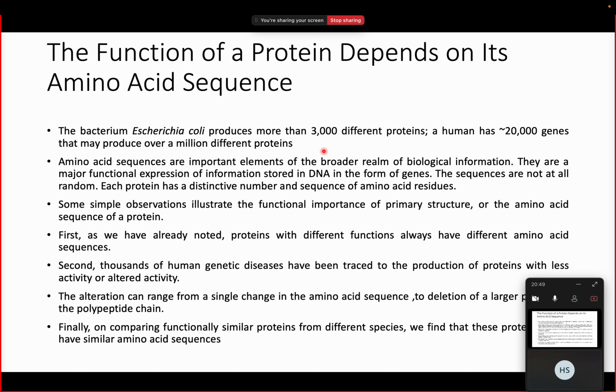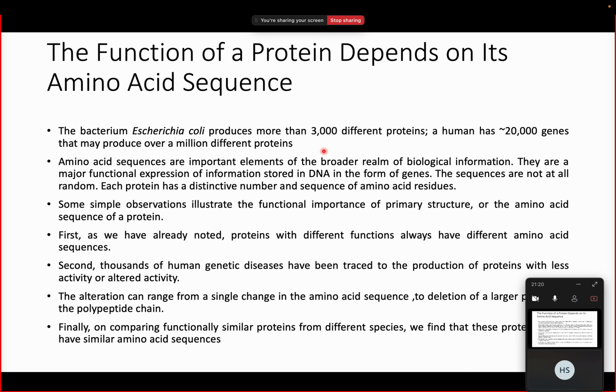So what do I mean by sequence of a protein? That you know which amino acid comes after which, because it is being translated from the gene. Hence, if you know the sequence, it becomes quite easy to make a slight guess about what that protein might be doing or involved in, or what kind of a protein it will be. So the function of a protein depends upon its amino acid sequence.